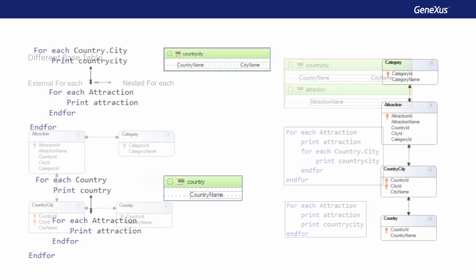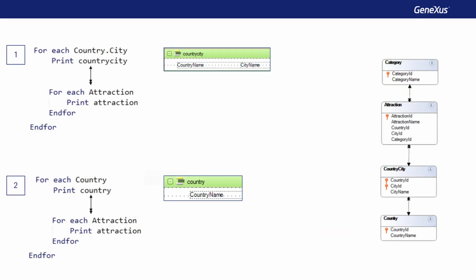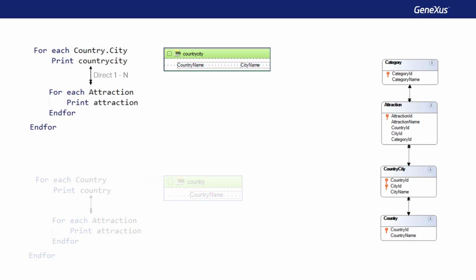Let's examine these two cases of one-to-n relationship between the for each commands, and therefore of join. The first one is direct. Note that the base tables of the external and nested for each are country, city, and attraction, respectively. They are related by a one-to-n relationship. The name of the country and city will be printed, and for each pair, their attraction names.